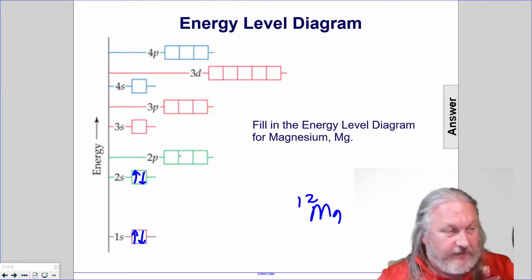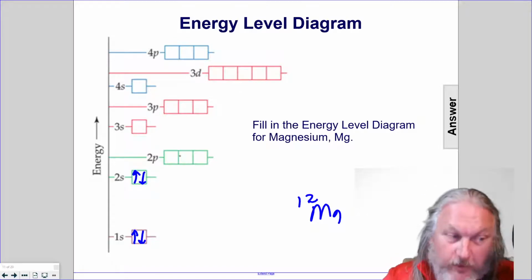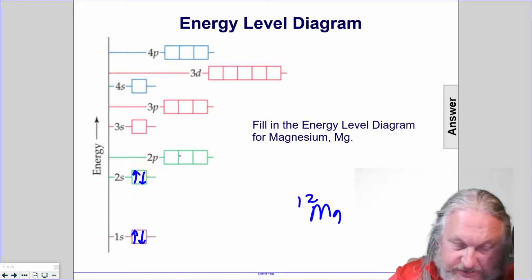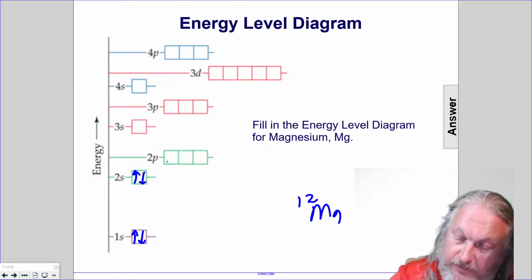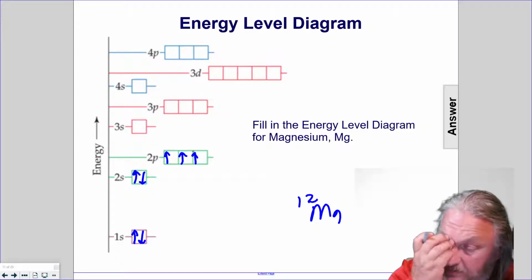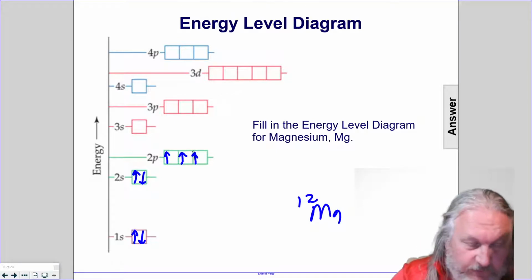Now, I'm going to start filling the 2p level. According to the Aufbau principle, that's the next higher energy state. So I'm going to put 1 electron there. I'm going to get in the habit of not putting my electron going down here. So I'm going to go by Hund's rule. I'm going to fill these up before I start putting in my down arrows. So there's 1, 2, 3. All right, so everybody's got their own room now.